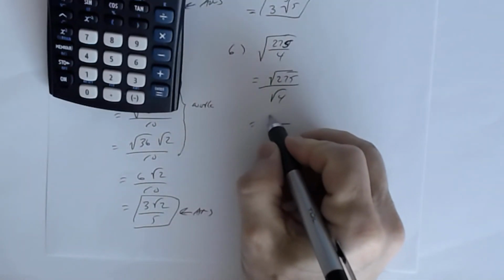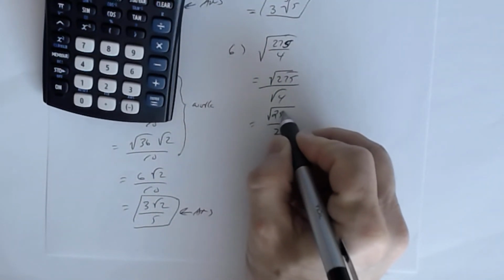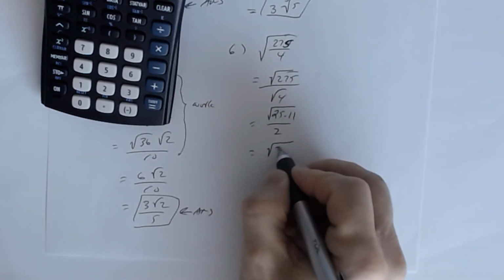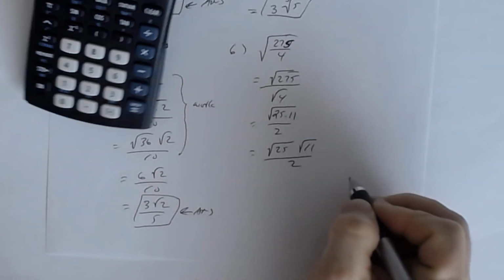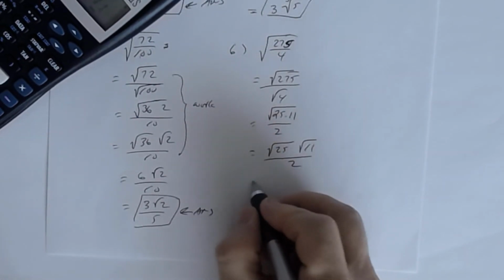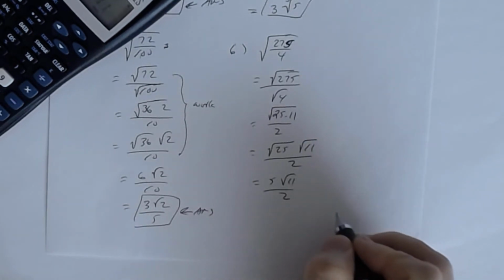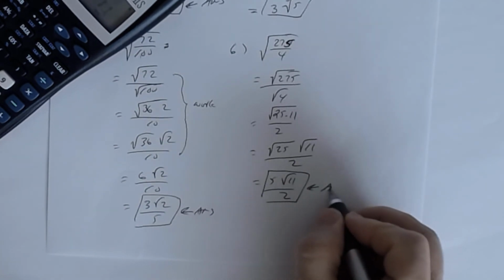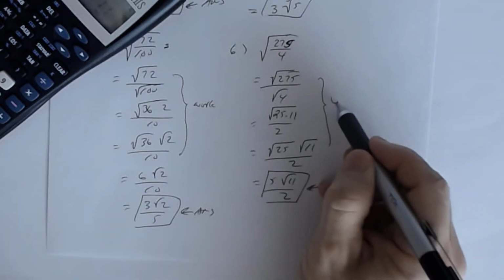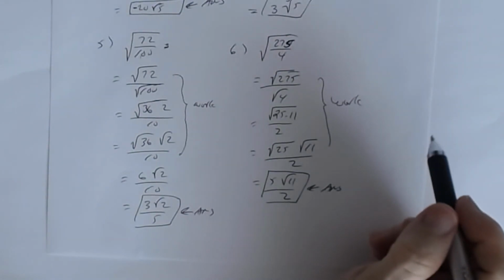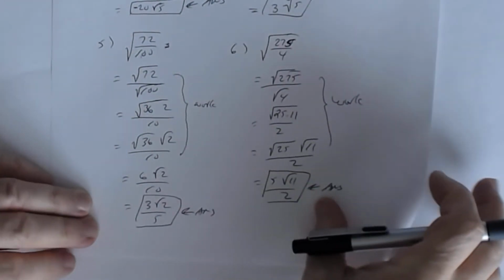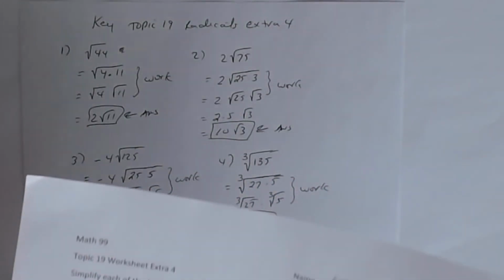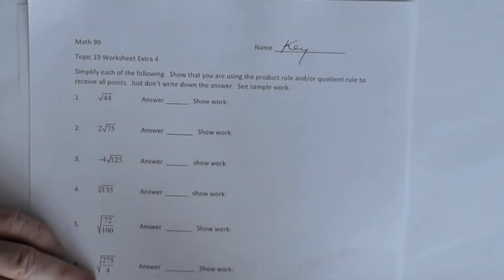All right, so the way I'm going to rewrite this now is this: the square root of 25 times 11. And then rewriting this, that'll be the square root of 25 times the square root of 11 divided by 2. The square root of 25 is 5, so you get 5 square root of 11 divided by 2, and you cannot reduce this, so you're done. That's the answer, and this will be your work. Okay? All right, so that is the key to the worksheet dealing with radicals number 4. All right, so that will be the key to that.